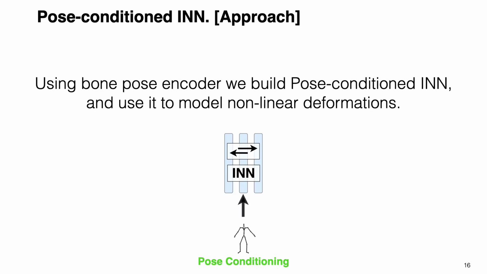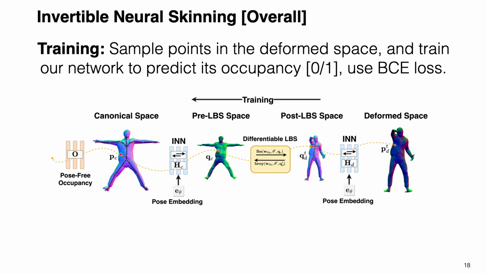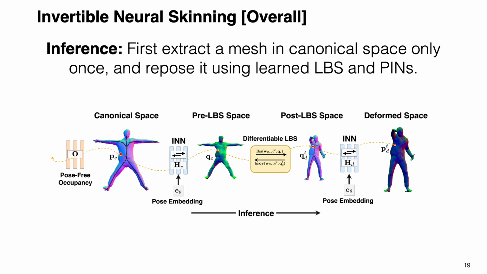Using this bone pose encoder, we build the post-conditioned INN and use it to model nonlinear deformations. We chain two post-conditioned INNs around a LBS block to build the final reposing pipeline. In training, we sample points in the deformed space and train our network to predict their occupancy value, 0 or 1, using the binary cross entropy loss. Whereas during inference, we first extract a mesh in the canonical space exactly once, and we repose it using the learned LBS module and the post-conditioned INNs.